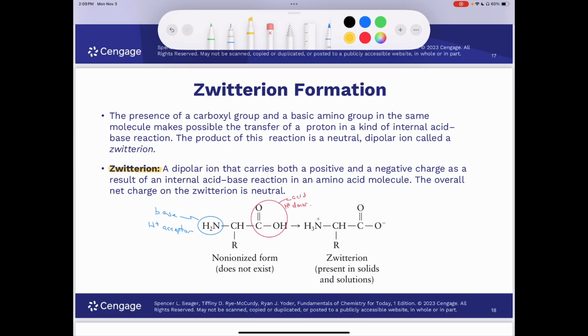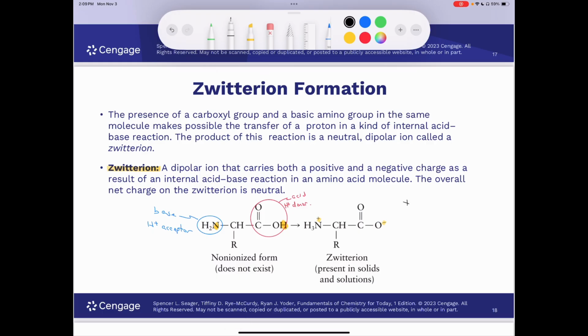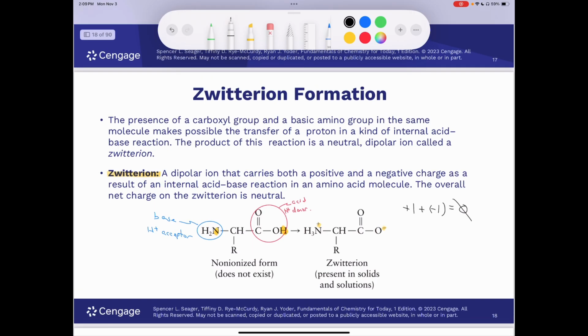And so after the acid donates this H plus ion and the nitrogen here accepts it, we're going to be left over with our oxygen having a negative charge and our nitrogen having a positive charge. So zwitter means two ions in the same molecule, zwitterion. And since we have +1 and -1, if you take +1 and you add -1, what do you get? 0. So overall the molecule is still uncharged.